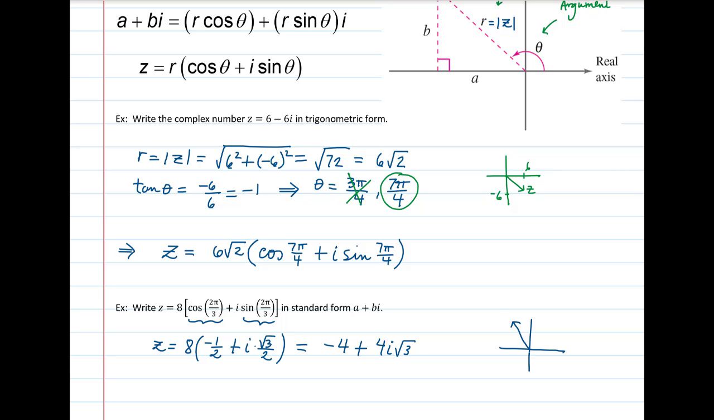Now if you were to graph this in the complex plane, you see that we end up in the second quadrant. And that makes sense because look at the argument. It's 2 pi over 3, and 2 pi over 3 is in the second quadrant, so it agrees with our answer here.